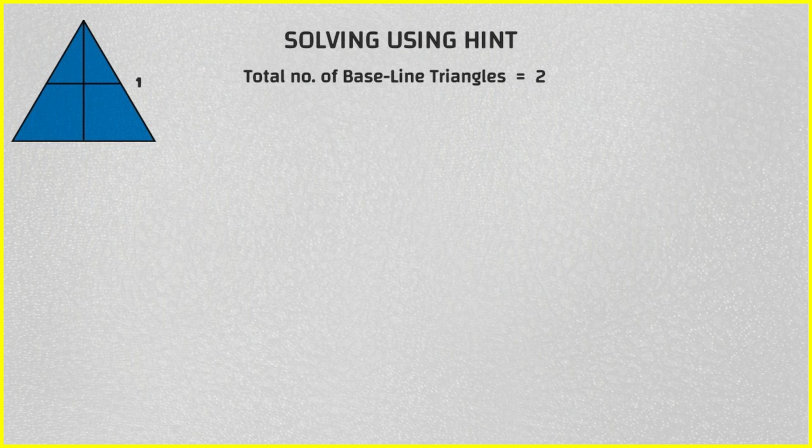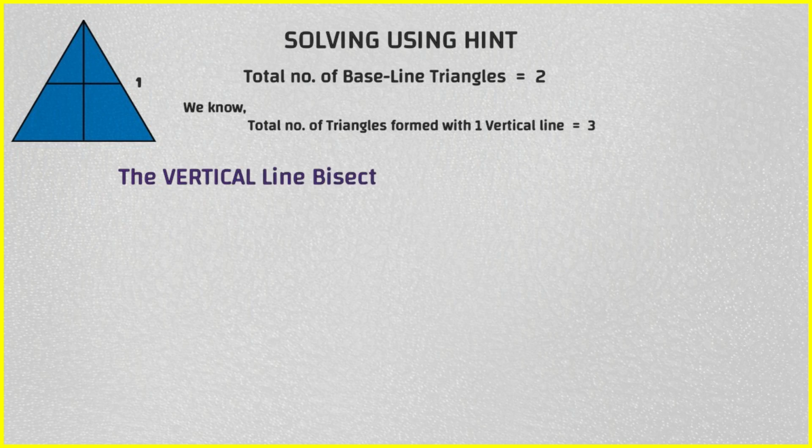Also, in the first concept, we learned how to count the total number of triangles when the largest triangle is divided by the vertical line. In this figure, it is clear that there is only one vertical line, and we know that the total number of triangles formed when there is only one vertical line is equal to 3, as we have learned previously. Again, it is noticeable that the vertical line bisects not one but 2 baseline triangles.